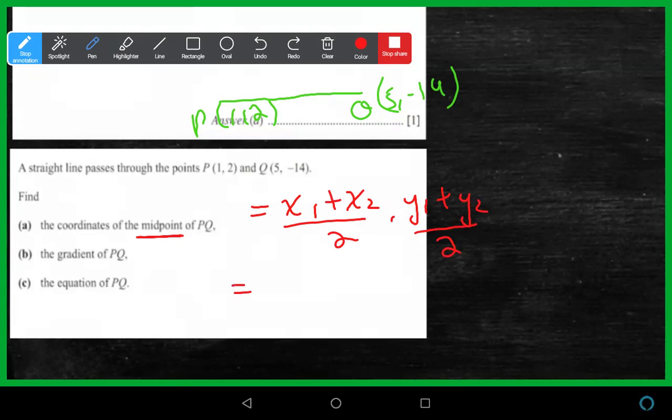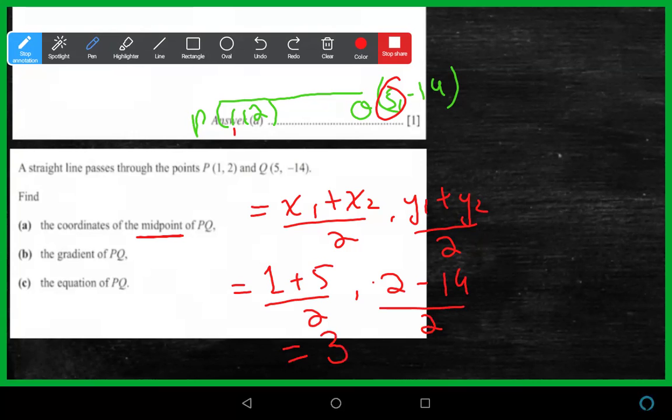So now, what is x1? X1 is 1. What is x2? X2 is 5, divided by 2. Y1 is 2. Y2 is minus 14. So 1 plus 5 will be 6. 6 divided by 2 will be 3. 2 minus 14 will be minus 12. Minus 12 divided by 2 will be minus 6. So this will be the final answer of part number 1. So 3 comma minus 6 is the midpoint of PQ.